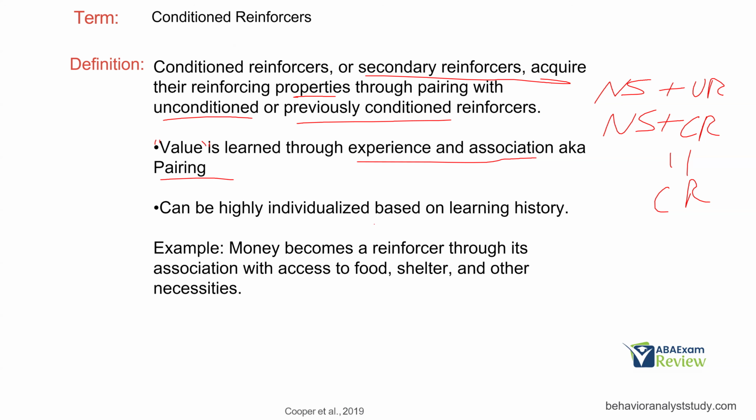It's all conditioned. Do we always know why they become reinforcers as far as the stimuli go? No. Do we always care? No. If I need a reinforcer because I'm trying to teach something, I'm going to use whatever's reinforcing in that situation. And then through pairing, I can try and create new reinforcement. So money is a very obvious one. Money becomes a reinforcer through its association with food, shelter, and other necessities and wants.